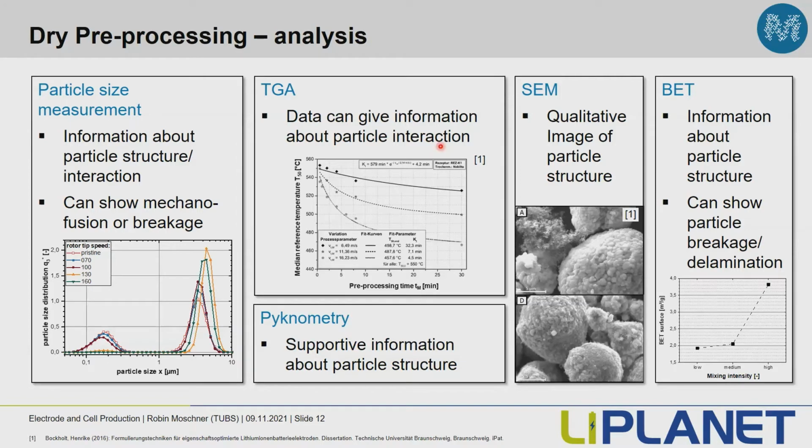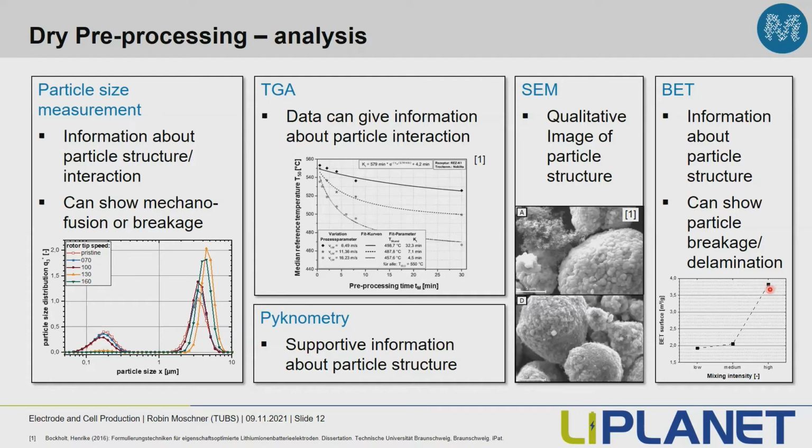Everything is coated. Or we can do TGA measurements, which also give us information about particle interaction by shifting the temperature of the mass loss to lower or higher values. We can do pycnometry measurements to get the density of our materials, or SEM images for qualitative impressions. And BET, which is also an interesting analysis method because it gives us information on particle structure and can show particle damage or delamination. As you see here, for high mixing intensity, we get a vastly higher BET surface, meaning some particles seem to be delaminated or damaged to create new surfaces.